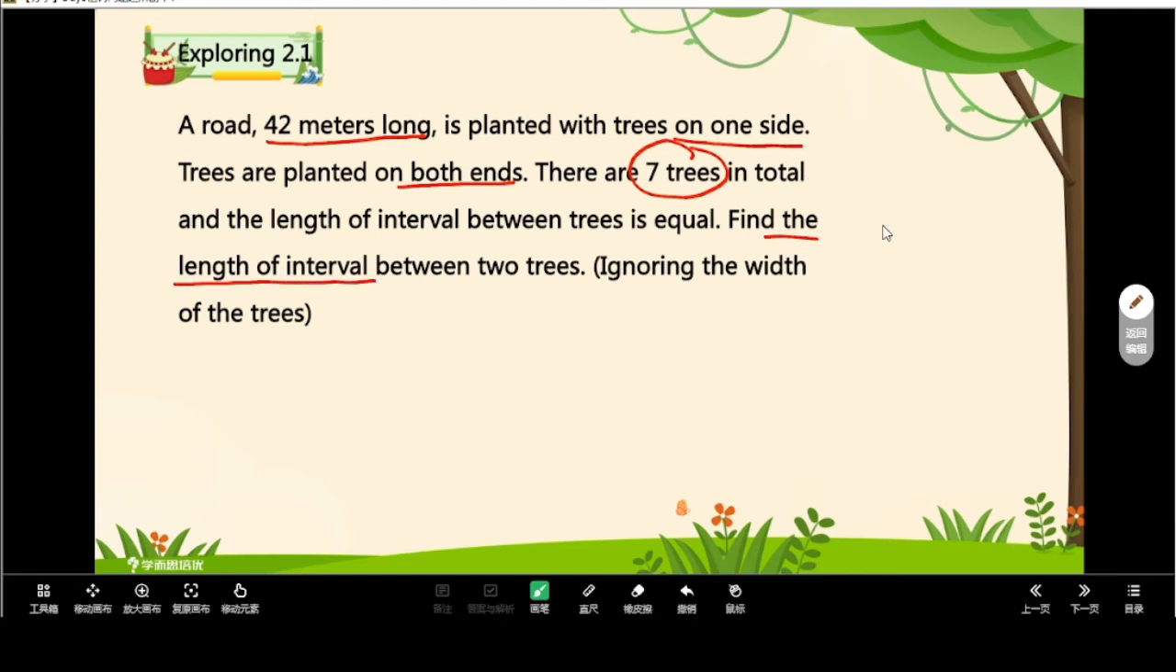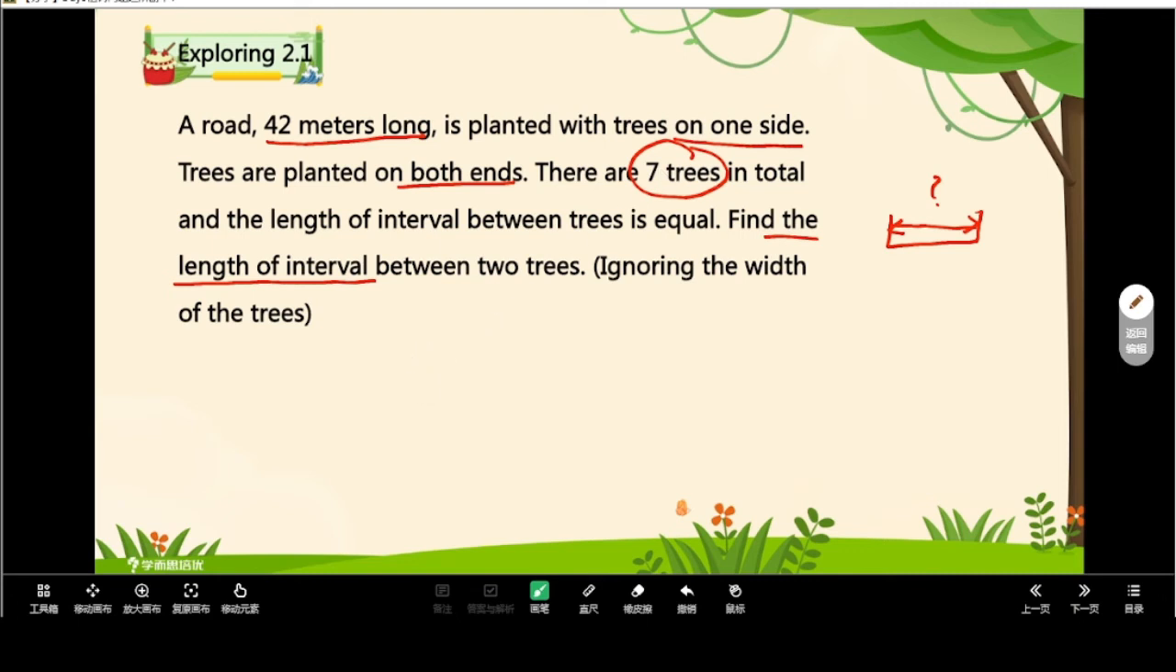That means we need to find, this is an interval, right? We need to find the length between this one. We need to find this. What do we need to find first? Can you guess? Yes, we always need to find the number of intervals first. So how can we find the number of intervals? Can we find it from the question directly? No, so we find what? We find the number of trees. There are 7 trees in total.